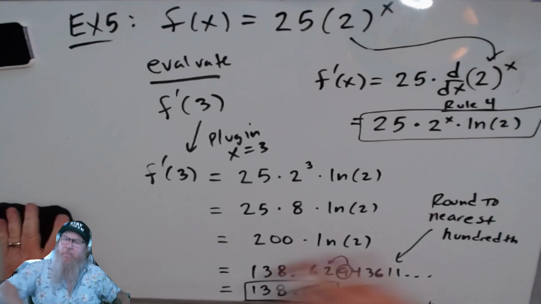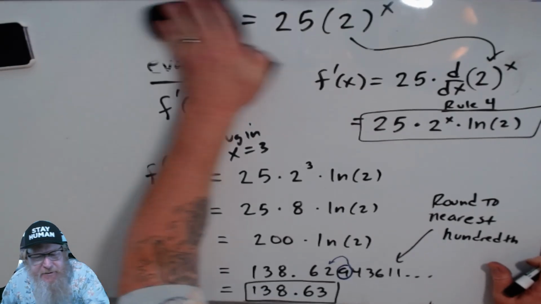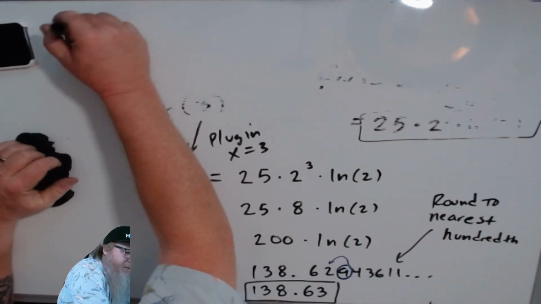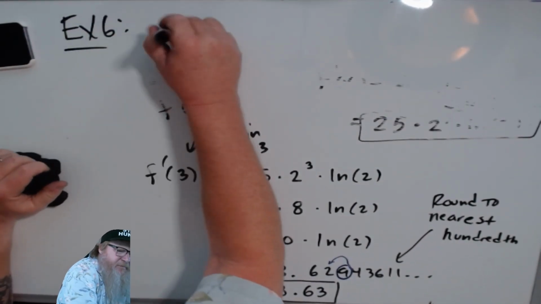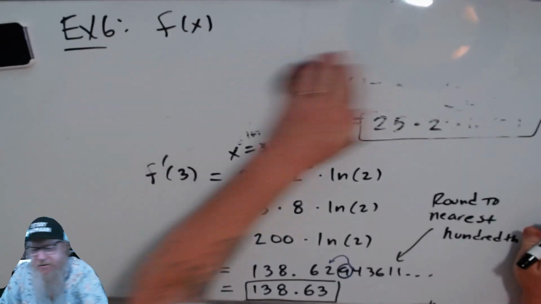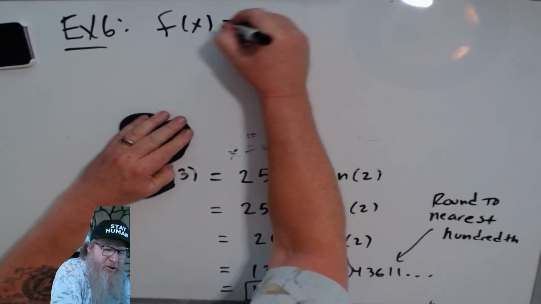I want to circle back to the very beginning of derivatives and what a derivative tells you. It tells you an instantaneous rate of change.